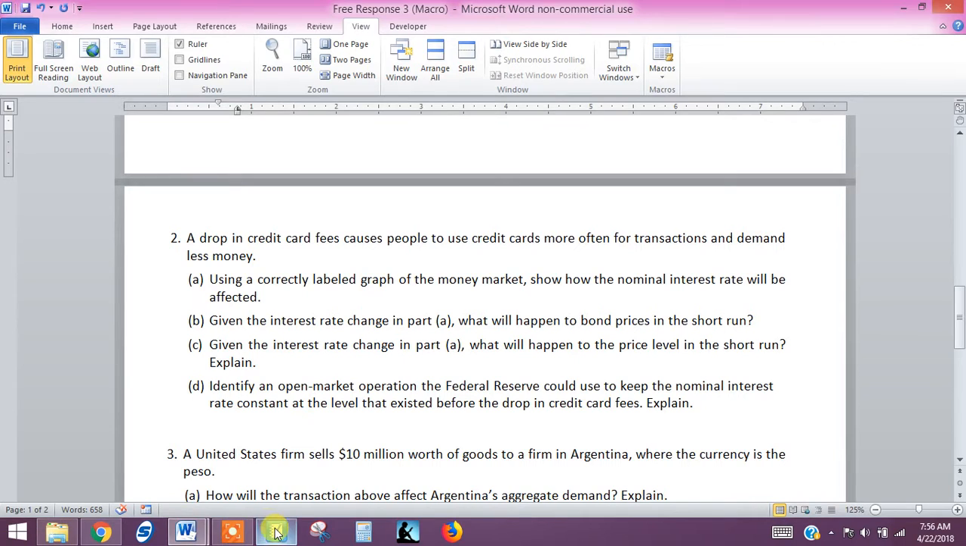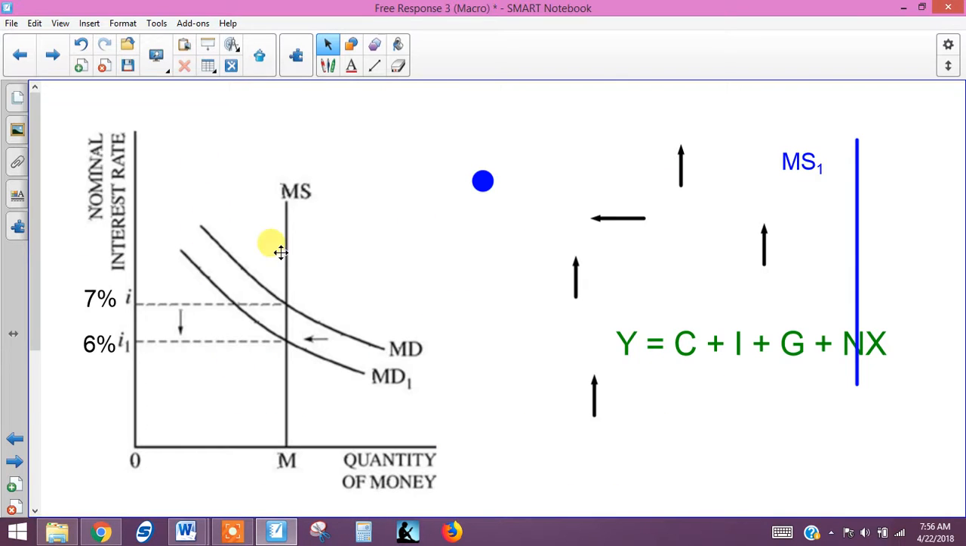Okay, so your graph should look like this. You want to have your nominal interest rate on the vertical axis, your quantity of money on the horizontal axis. Your money supply curve should be vertical. And you want to show a leftward, downward shift in the money demand.